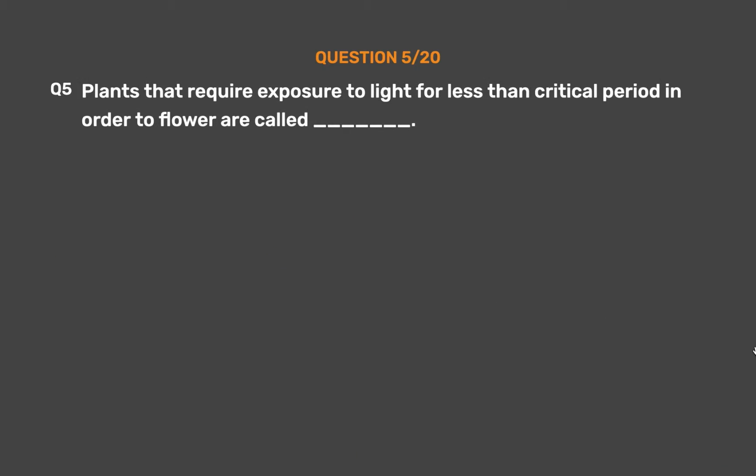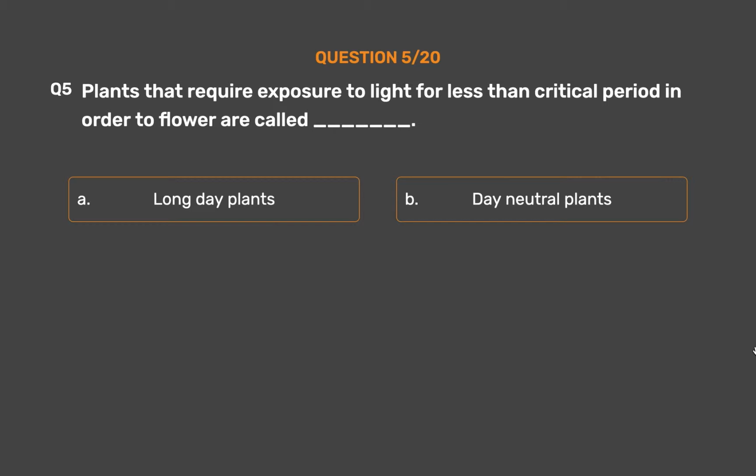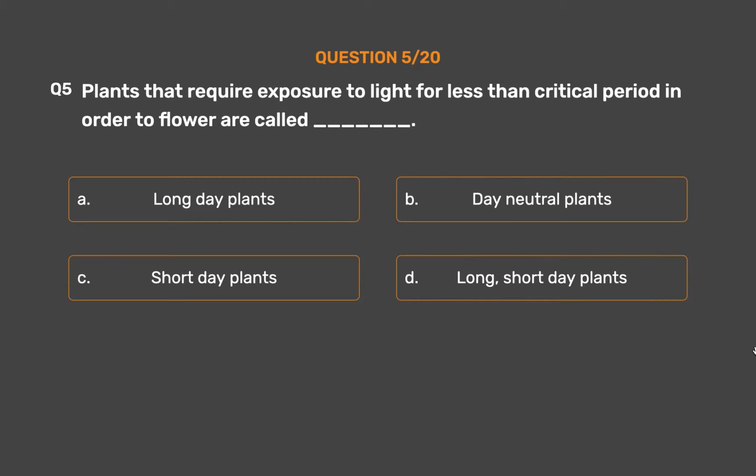Question number 5. Plants that require exposure to light for less than critical period in order to flower are called _. Option A. Long day plants. Option B. Day neutral plants. Option C. Short day plants. Option D. Long, short day plants.